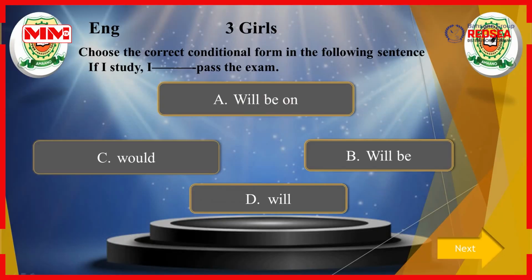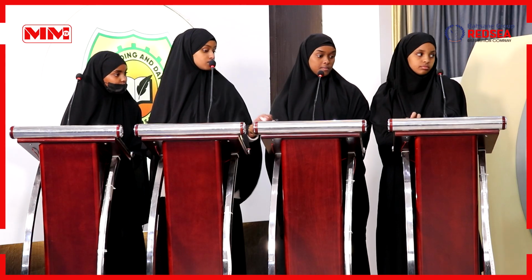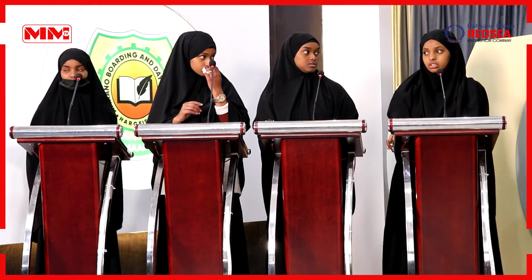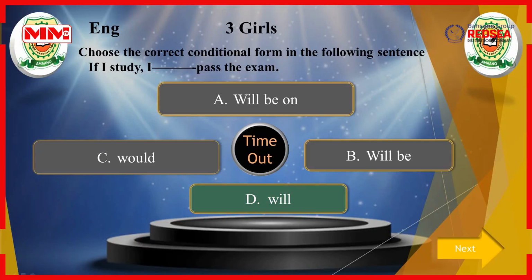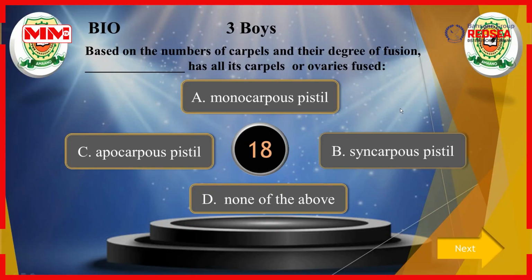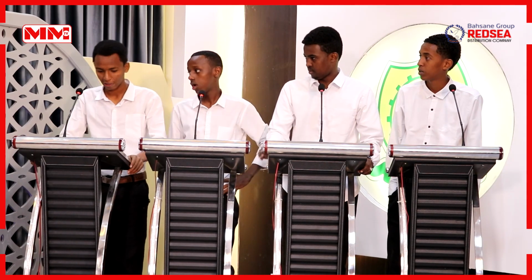Okay, the girls. Choose the correct conditional form in the following sentence. If I study, I dash pass the exam. Yes. D. That's correct for the girls. We move to the boys. P. That's correct.